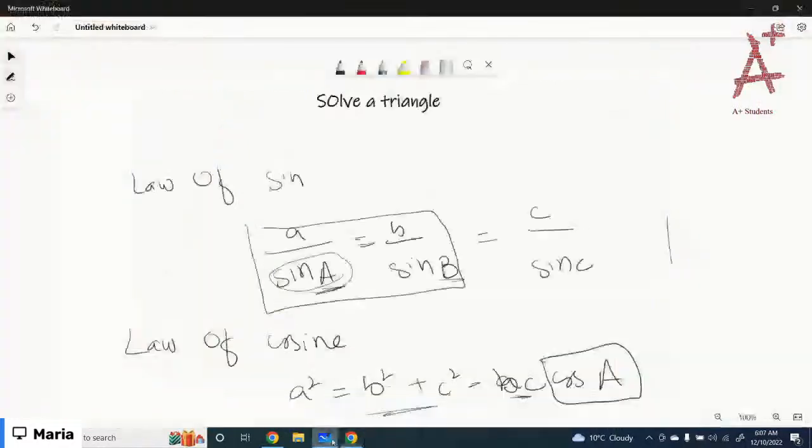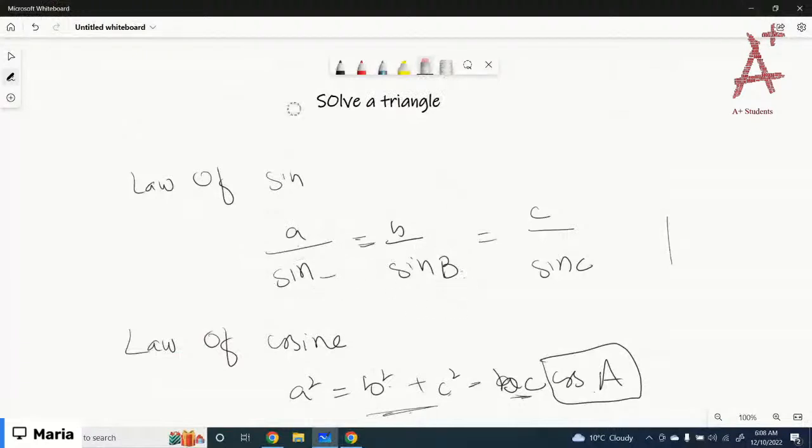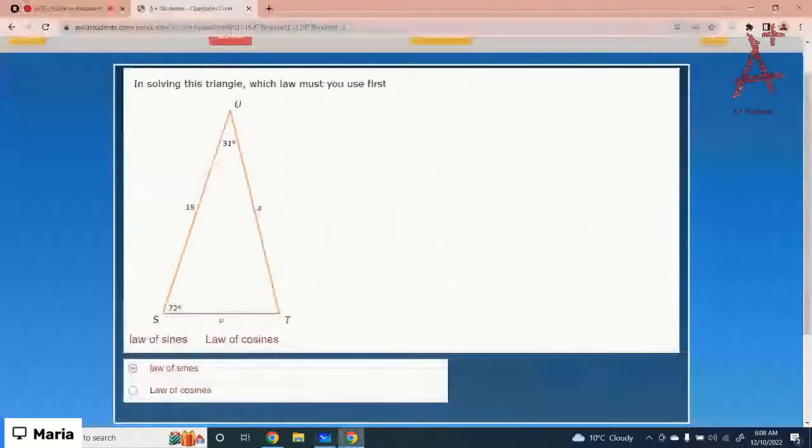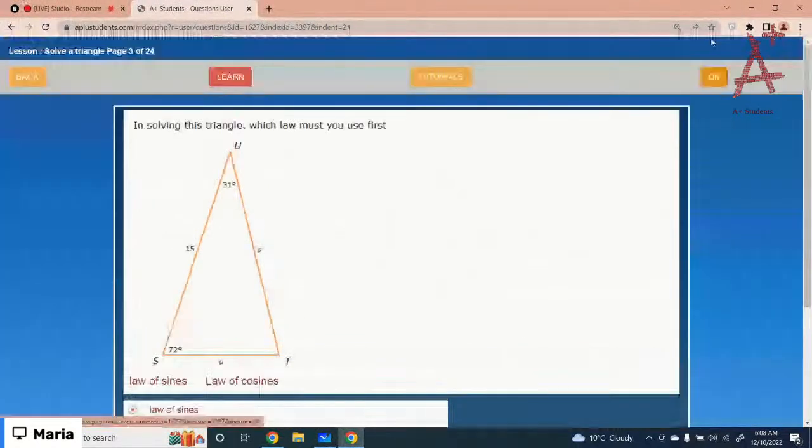For example, you are given A, B, and one of the angles, either angle A or angle B. Got it? Finding just one unknown is easy. Got it? So you always use the law of sine in this case when you are given two of the sides and one of the angles. Got it? So the correct option is the law of sines.